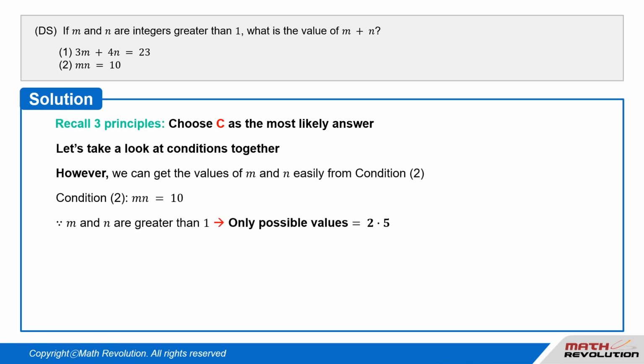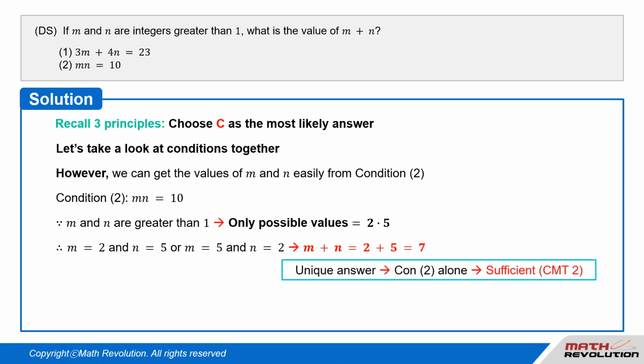However, we can get the values of m and n easily from condition 2. When we look at condition 2, we see that m times n equals 10. But both m and n are greater than 1. So, the only possible values are 2 times 5. So either m equals 2 and n equals 5, or m equals 5 and n equals 2, which gives us m plus n as 2 plus 5 equals 7.